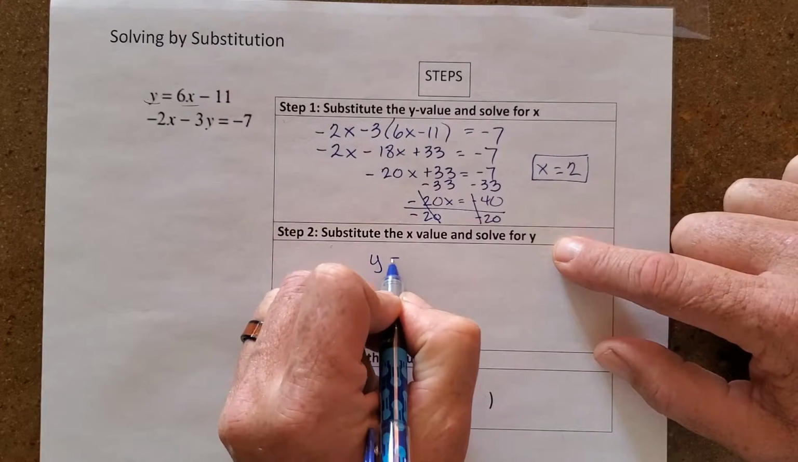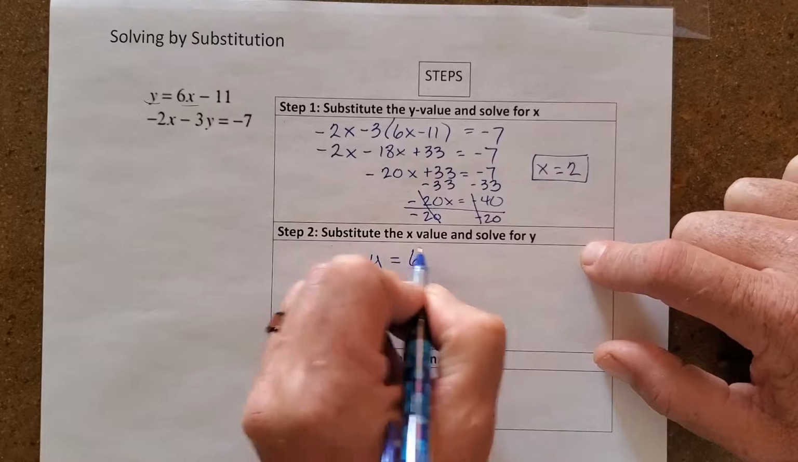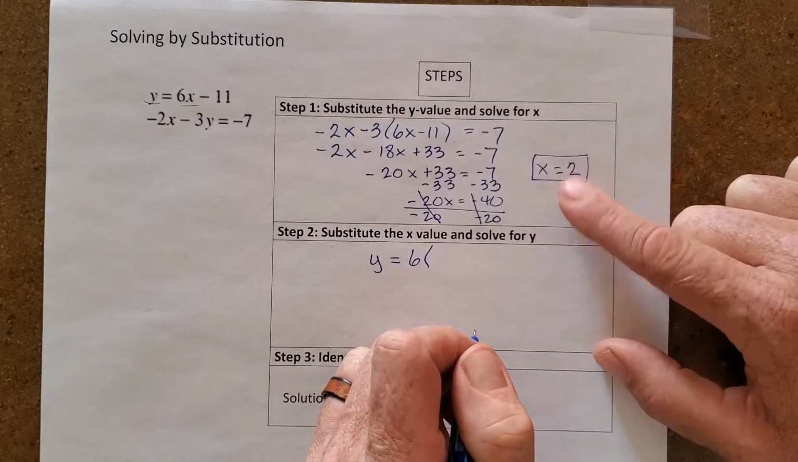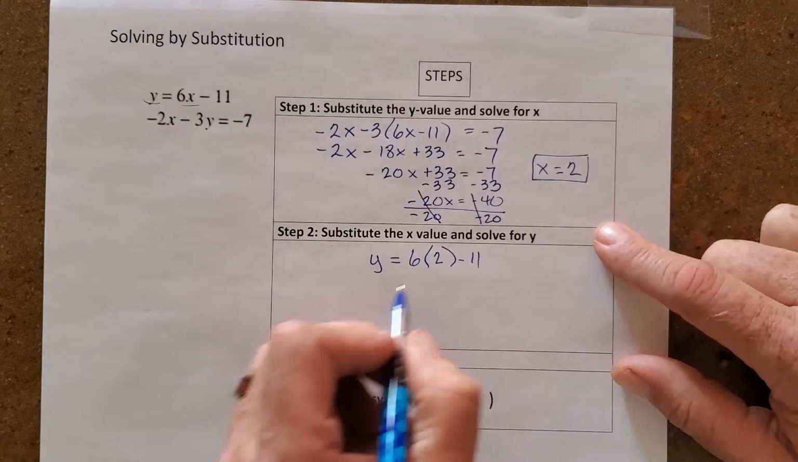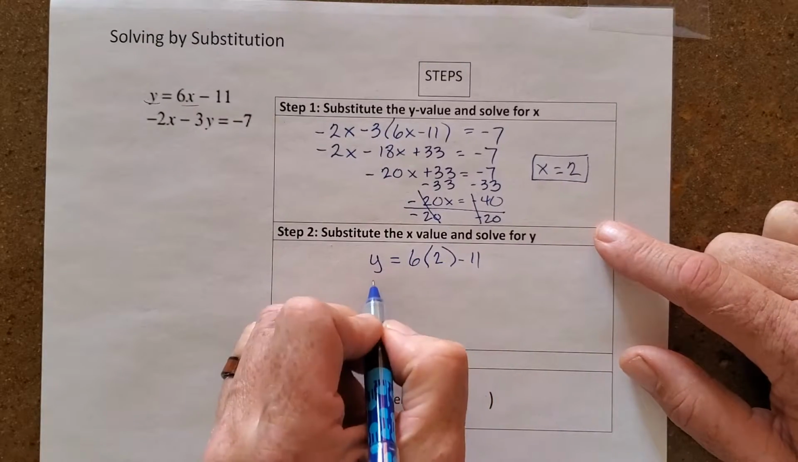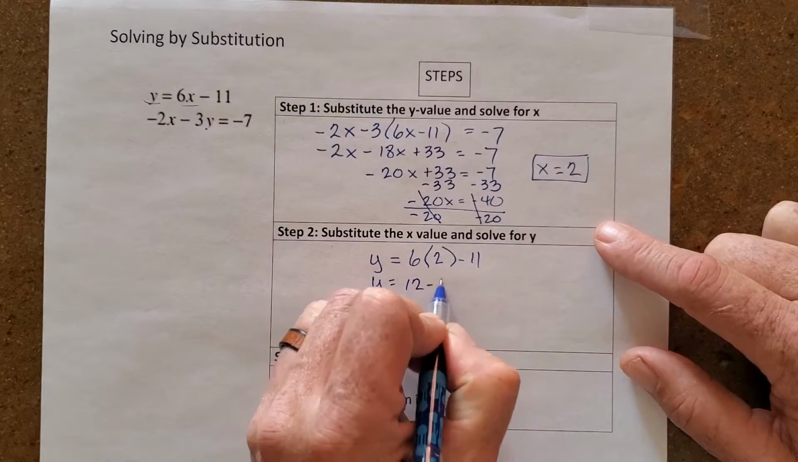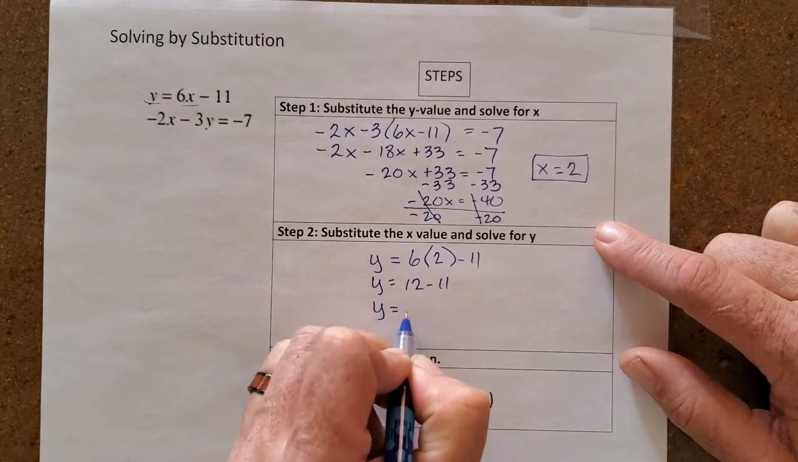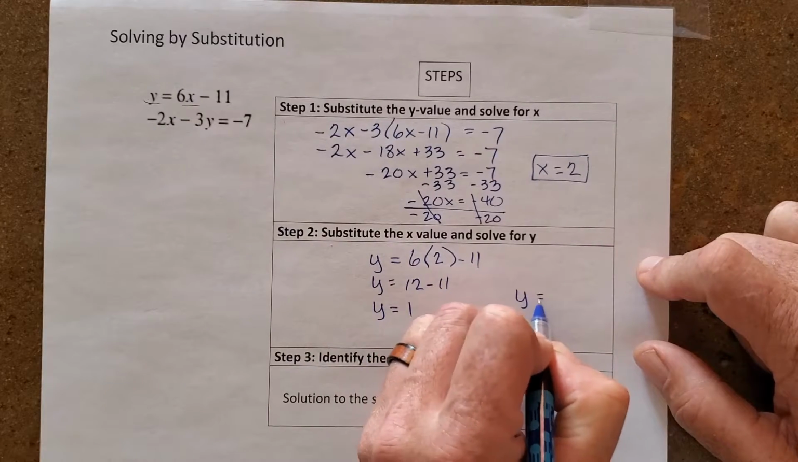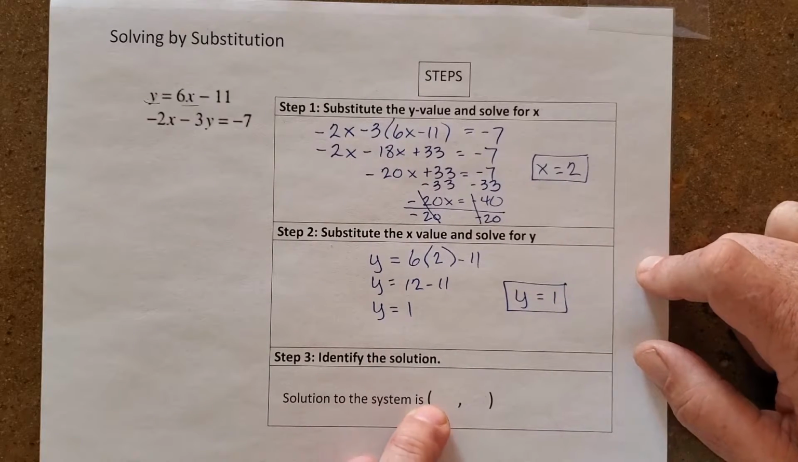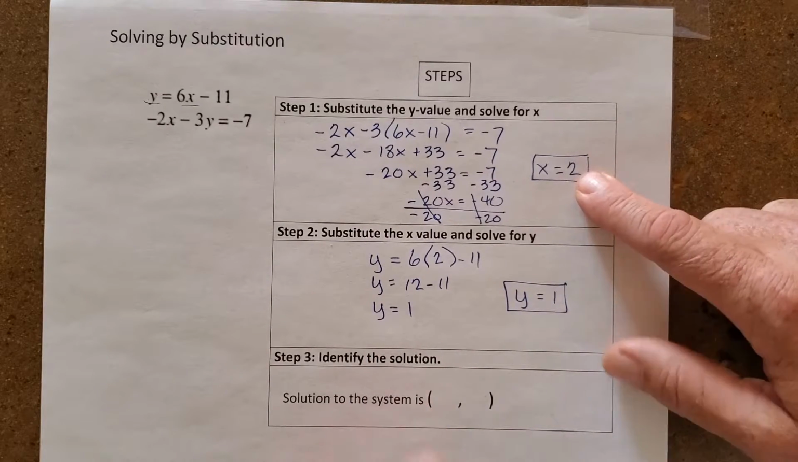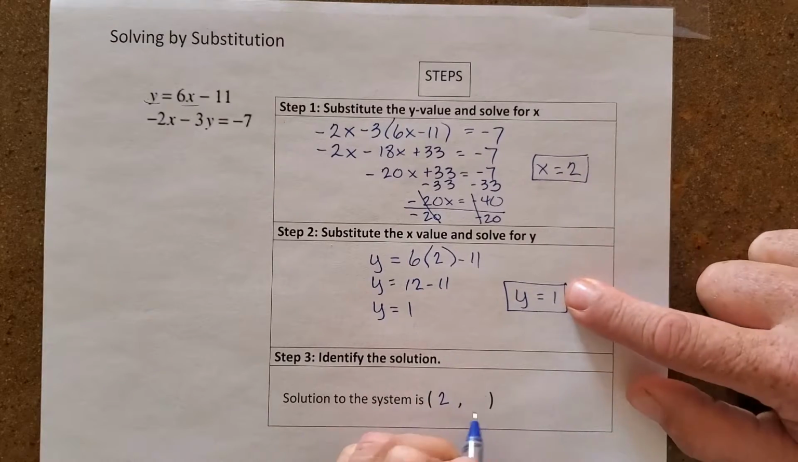So I have y equals 6, and then I'm going to be plugging in this x value, which is 2, minus 11. Then from here, I just follow my order of operations, which gives me y equals 12 minus 11, and y equals 1. So the solution to this system is x is 2, and y is 1.